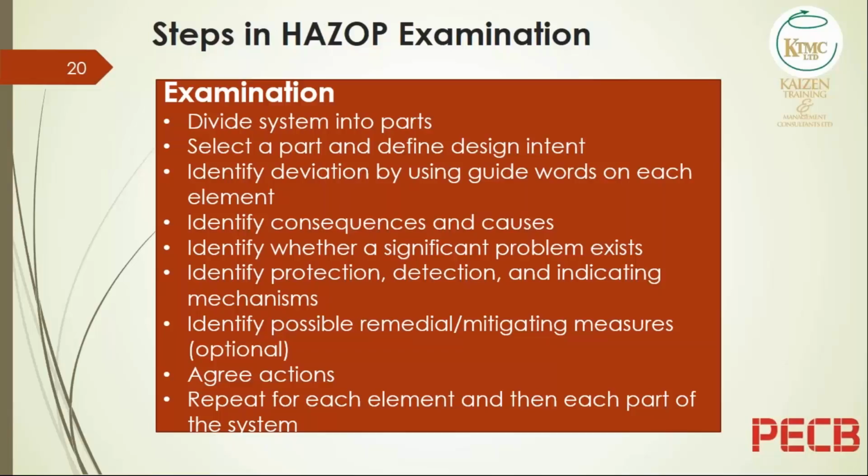We identify protection, detection, and indicating mechanisms. What is there in place? Is there instrumentation that would give us knowledge? Is there a control system in place? We identify possible remedial or mitigation measures. This is sometimes optional, but it is good practice to do it whilst conducting the study. We repeat this process for each element and each part of the system.